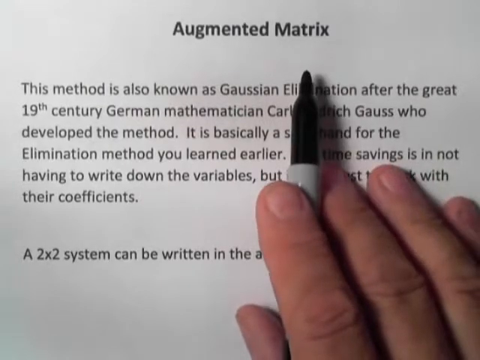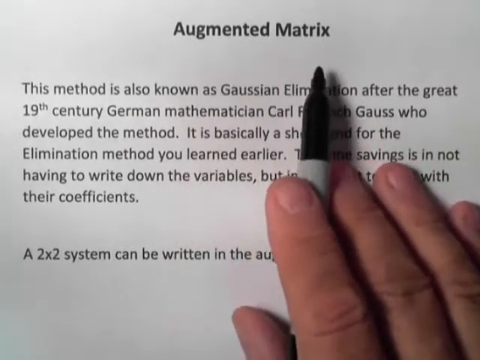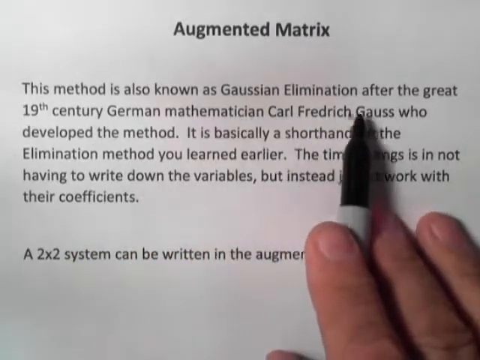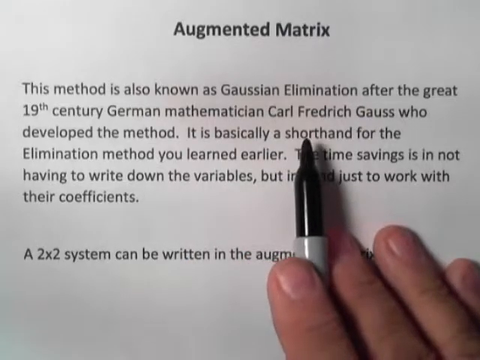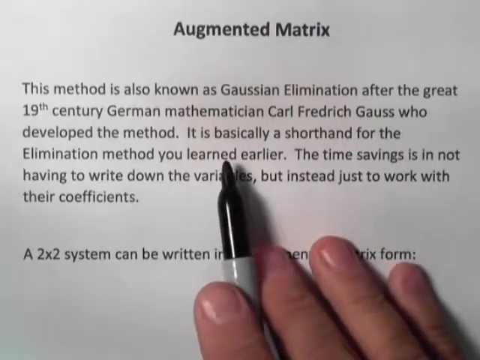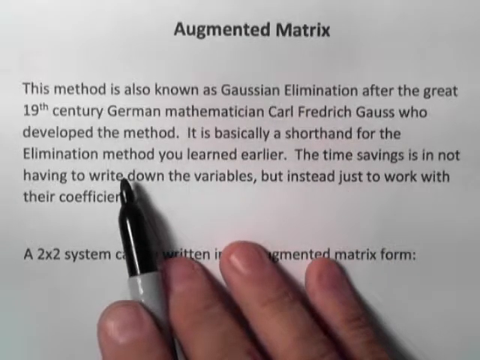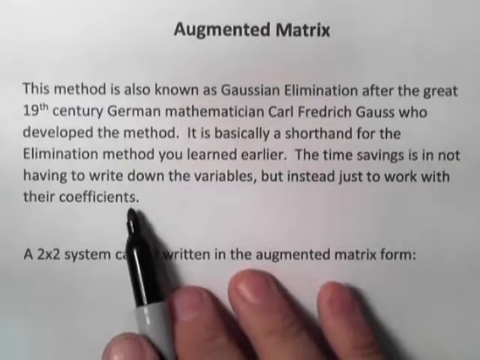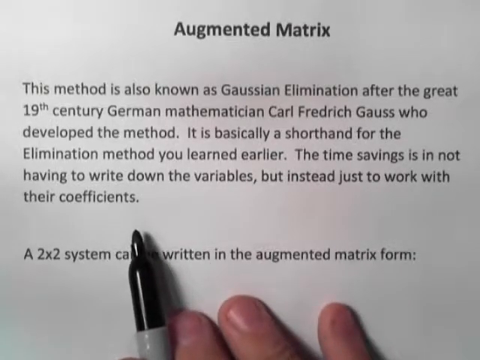The matrix methods really earn their keep when you have 3x3s and especially 4x4s and higher. Anyway, this augmented matrix is also known as Gaussian elimination after the great 19th century German mathematician Carl Friedrich Gauss, who developed the method. What it is basically is a shorthand for the elimination method that you learned earlier. The time savings is in not having to write down the variables, but instead just to work with their coefficients.